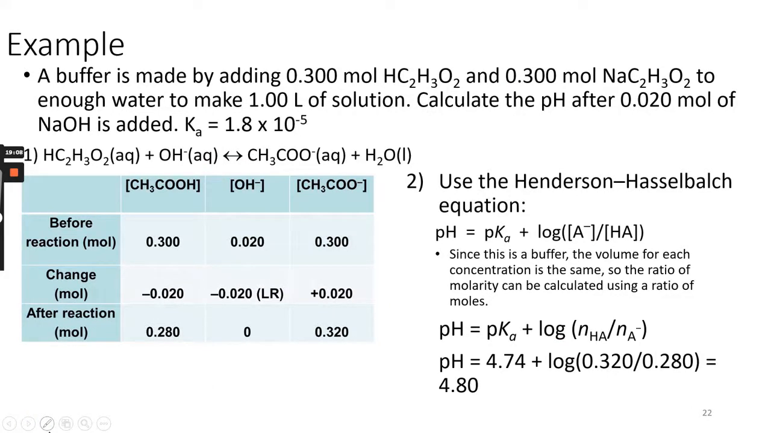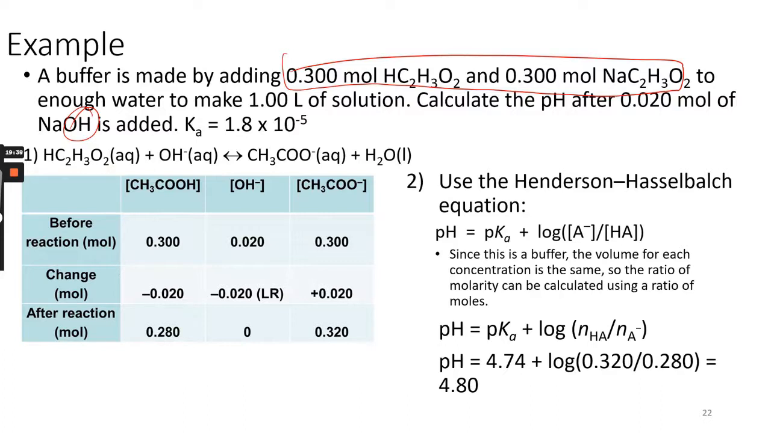So let's do this example. A buffer is made by adding 0.3 moles of acetic acid and 0.3 moles of sodium acetate to enough water to make 1 liter of solution. Calculate the pH after 0.02 moles of sodium hydroxide is added. So here's our buffered solution up here. And then we go and we add a base to it, and we see what happens. The Ka for acetic acid is 1.8 times 10 to the minus 5.